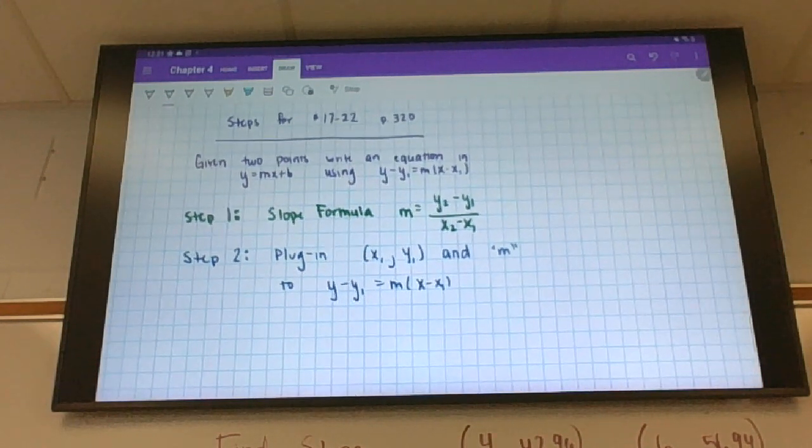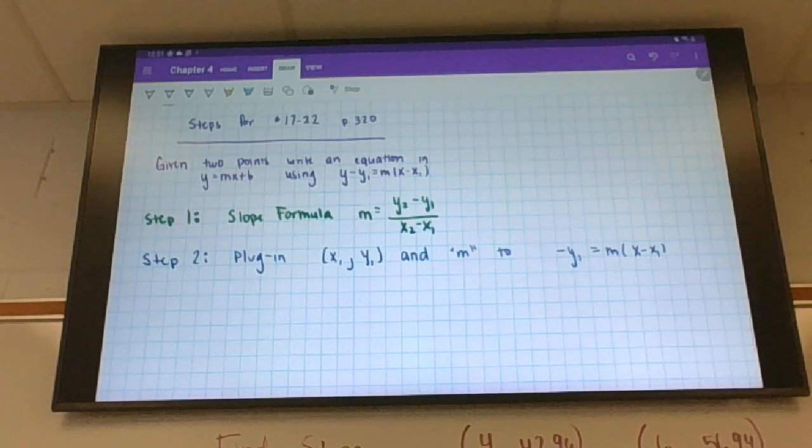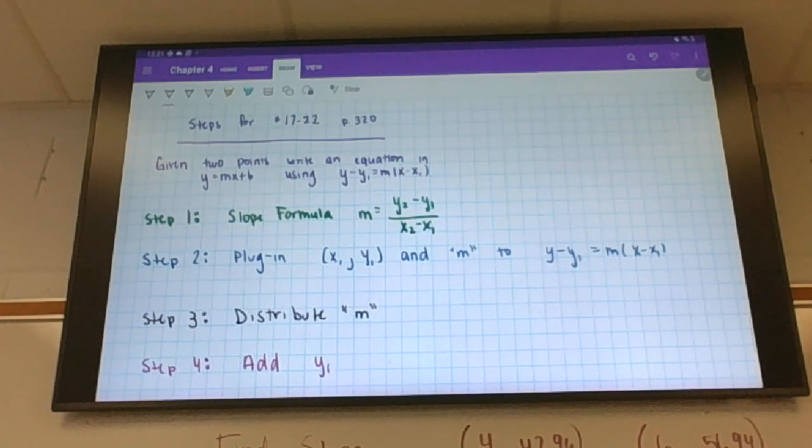Other thing is only 2 more steps. Okay, 4 steps. So you're going to first use slope formula because you have 2 points. 90% of the time given 2 points, you're supposed to do slope formula. Then you're going to plug it into the form. You plug in x1, y1, and m. Distribute m. Add y1 and you're done. I'll give you guys some time to write that down and start number 17.